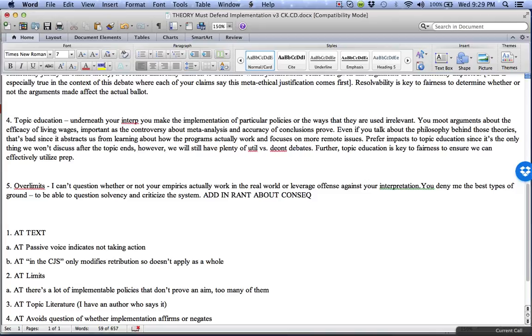I can't question whether or not your empirics actually work in the real world or leverage them against your interpretation. You deny me the best heights of ground to be able to question sovereignty and criticize the system. You'll say, that's okay because your half is not specific to Uto, but that illustrates an inherent flaw in your 1EC, which is that it depends on your framework debate. There's no reason we should arbitrarily limit all the frameworks to non-utilitarian frameworks in your world. That is a huge major philosophical disadvantage as well on the case debate. It's also a ground deficit because I can't literally access one of the most popular ways in deciding whether or not we ought to do something, which is net benefits.